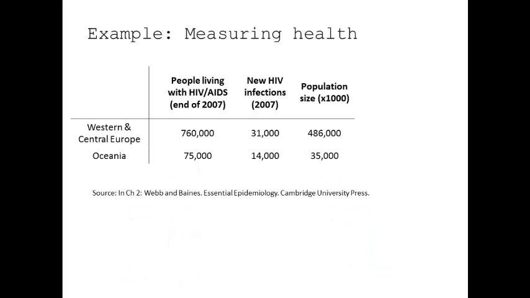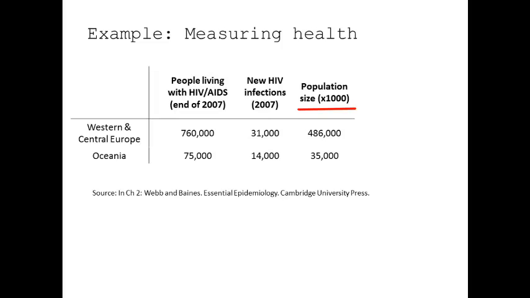Let's first see an example. So here we have data on HIV/AIDS from Western and Central Europe and Oceania. The first column gives the number of people living with HIV/AIDS at one particular point in time, in this case at the end of 2007. In the second column we have the number of new HIV infections, and lastly we have the population size, and for clarity this is expressed in thousands, and that's often done to save writing loads of zeros.